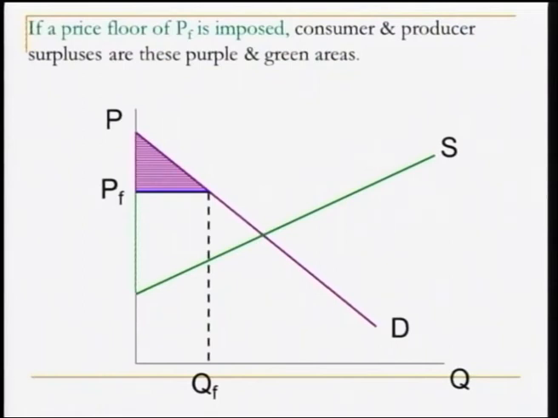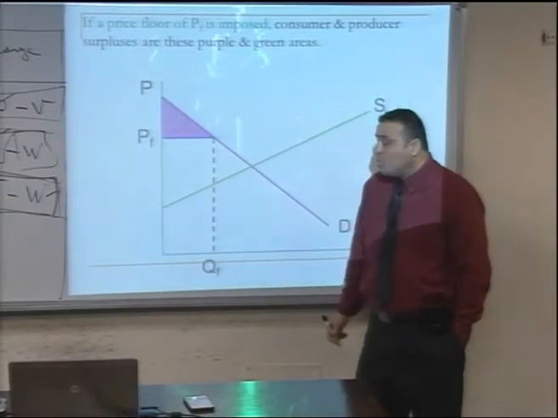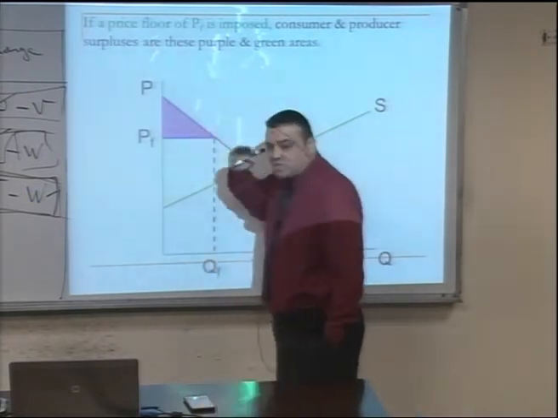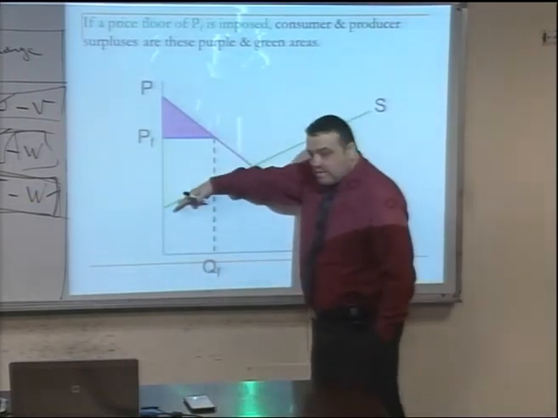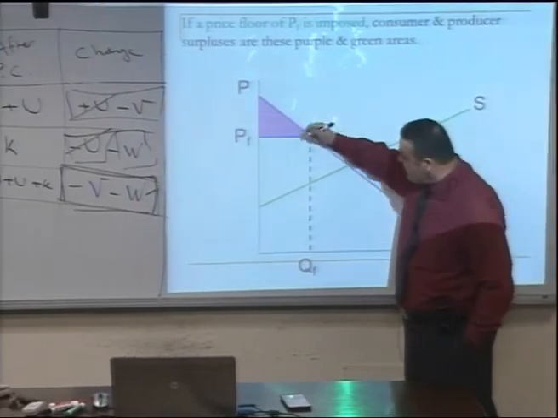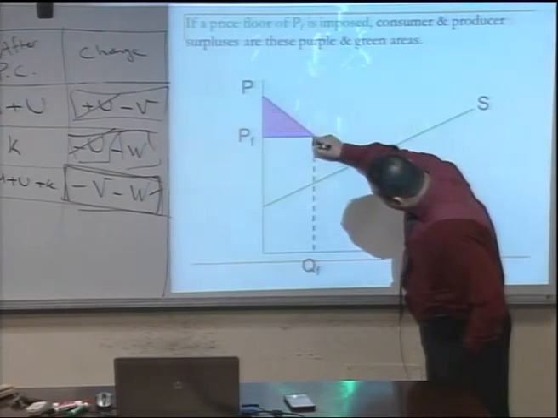The government imposed a price floor at PF here, and this is the quantity at this price. Where is the consumer surplus? The consumer surplus is represented by this triangle. Well, where is the producer surplus? It's the area, as we mentioned, above the supply curve, below the price. So it should be represented by this area.